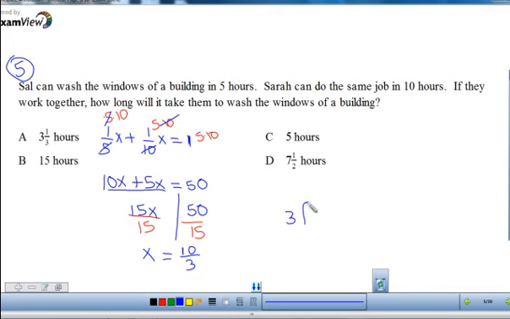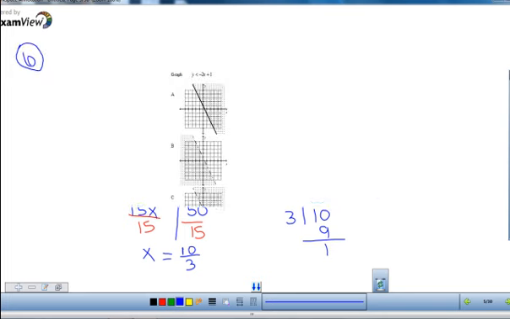So that's going to be 10 over 3. And then we're going to divide. 3 goes into 10 3 times. 3 times 3 is 9. So my answer is 3 and 1/3. So it would take them a little bit more than 3 hours to wash the windows of the building if they were working together.